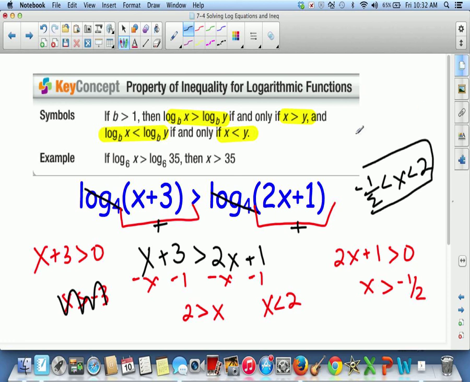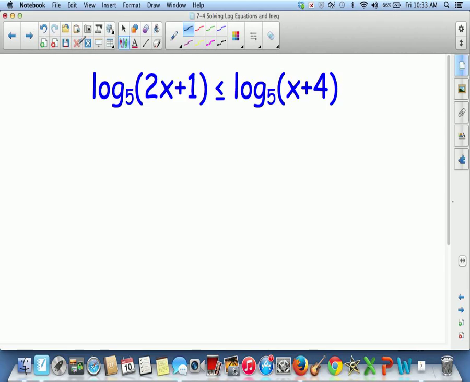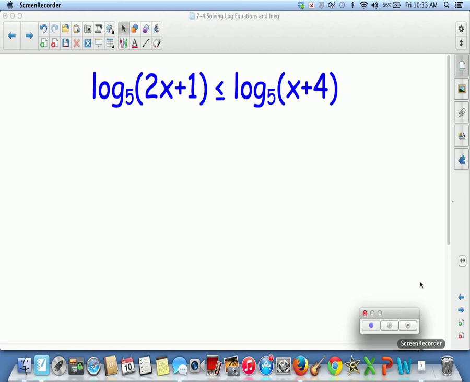So our final answer will be a negative 1/2 is less than X, which is less than 2. So you do have to do these two parts to make sure that your A is positive. This portion has to be positive, so those always have to be greater than 0. Another example. All right, we're going to do another example. Go ahead and try this one. 7th period, you can pause the video here.